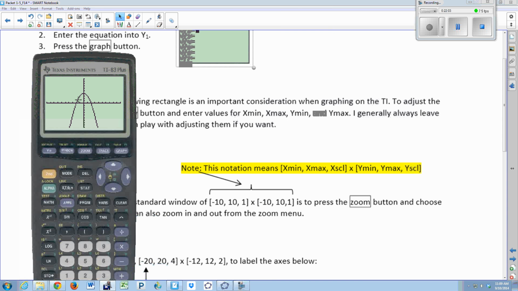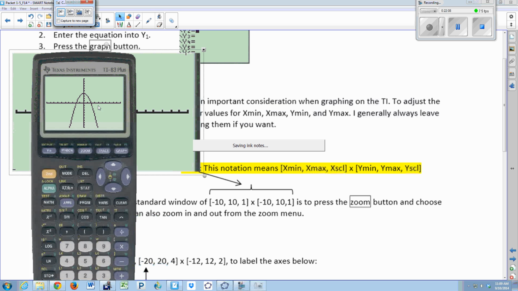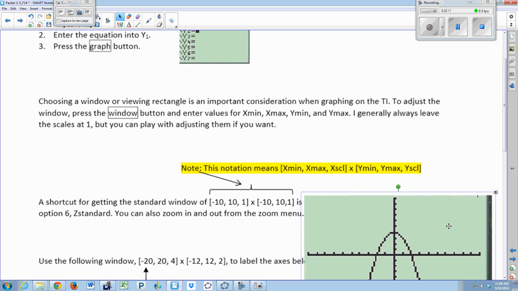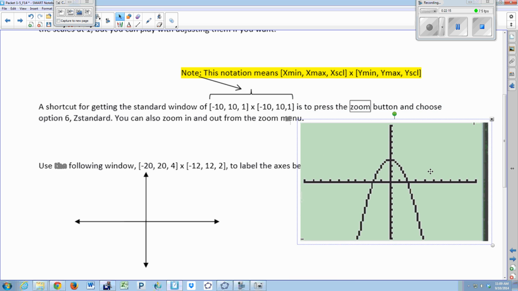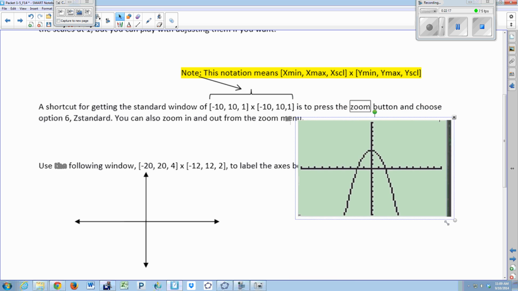This is your standard window, and sometimes it works and sometimes it doesn't, and you just got to play around, and it takes a little time. So here's a picture of the graph using the standard window right here. Let me make this a little smaller.